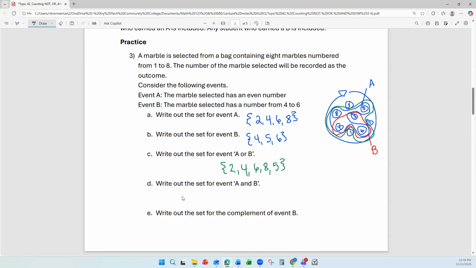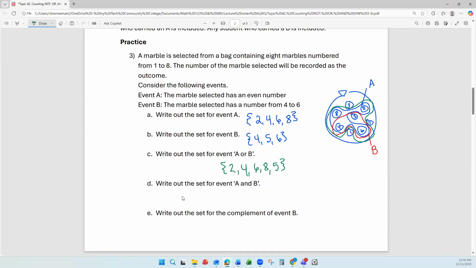Or you could look at each individual marble. 1, not in A, not in B, not included. It's not in A or B. 2 is in A, so it's in A or B. 3 is not in A or B. 4 is in A, it's also in B. So A or B doesn't exclude A and B. It can still be in both. 5 is in B, so it's in A or B. 6 is there. 7 is not.